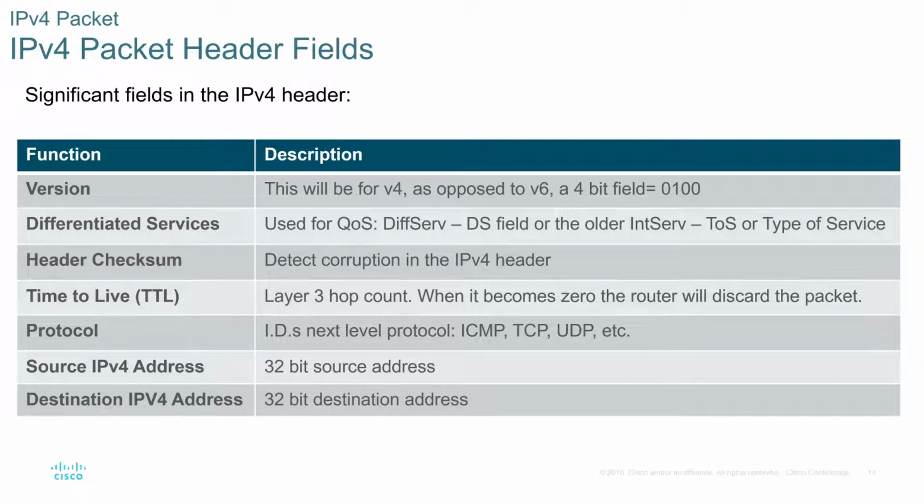We also have a header checksum, and this would detect corruption in the header. The time to live, as discussed, is a countdown timer for each router that it goes through. When it becomes 0, the packet is discarded. The protocol field tells us what layer 4 protocol is being used. And then the source and destination IPv4 addresses.